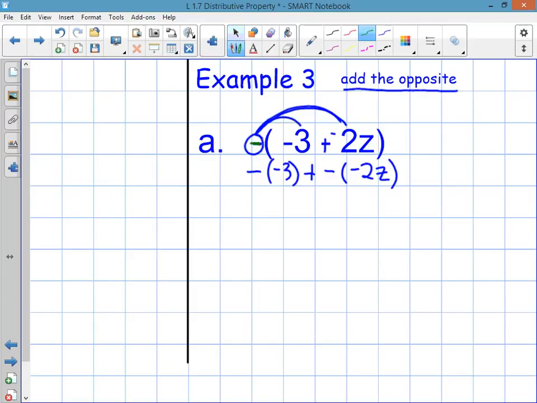This negative is this one and this one. A negative times a negative is a positive, so the opposite of -3 is +3, plus a negative times a negative is positive, so 2z, the answer is just 3 plus 2z.